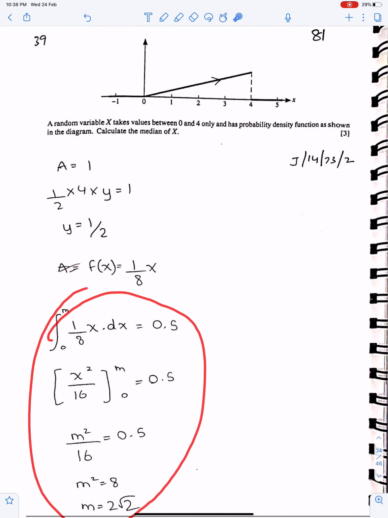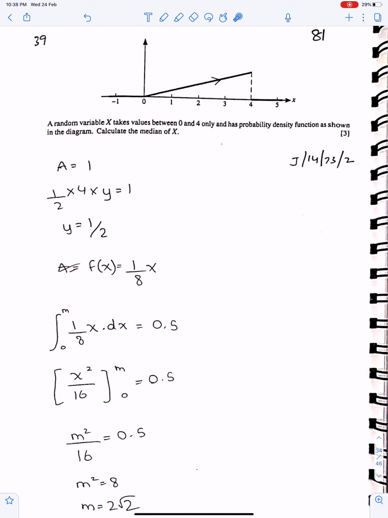She first found the equation of this PDF. She first got the gradient and so on. This is the height of this function. She got this height first. She did this question in this way. She got the height with the help of the area formula, and then she found the gradient of this. The gradient of this is 1 upon 8. So the equation of this PDF is 1 upon 8 x. And then she integrated this from 0 to m.